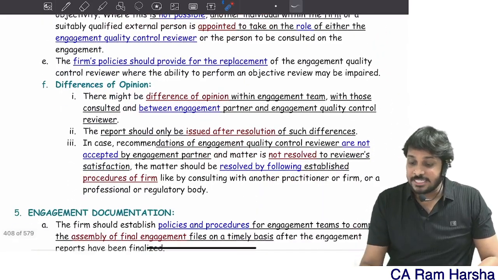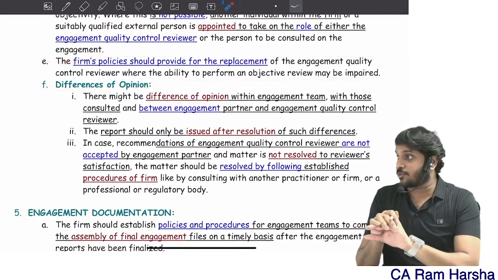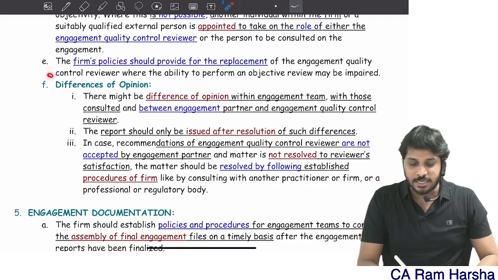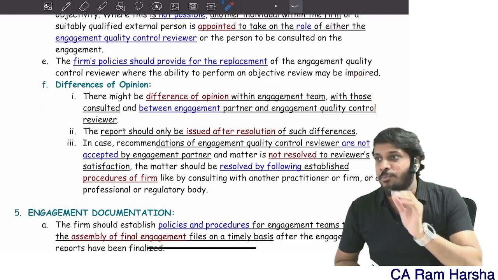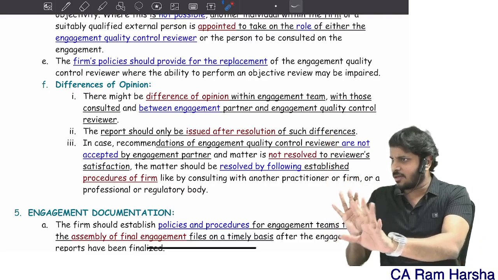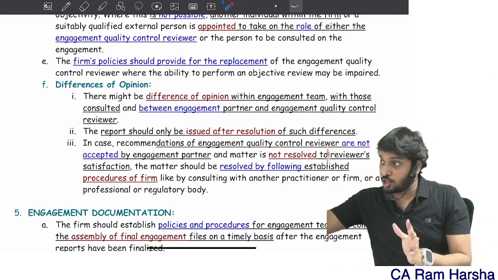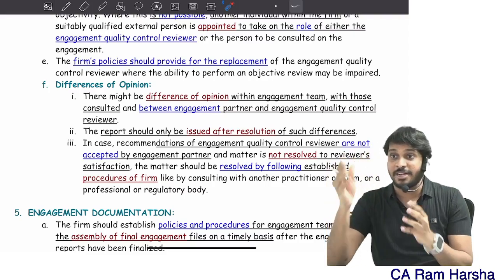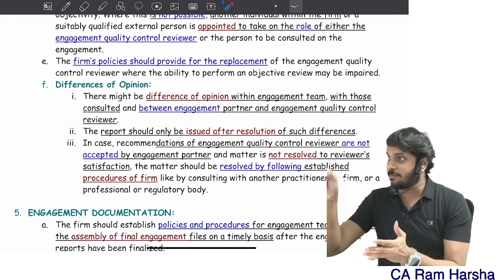In such a case, the firm's policies and procedures should provide an option for replacing the quality control reviewer. Correct? Suppose there is a difference of opinion. The reviewer has reviewed all the elements. Who is a reviewer? What does he need to verify? What should he not participate in? Why should he not participate in the audit? All that we have seen. If he should not participate but has already participated, the firm should have a replacement option.